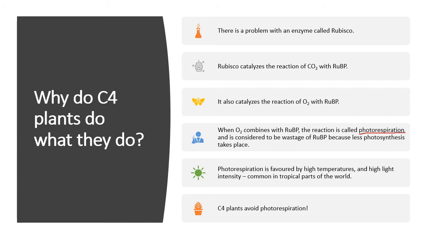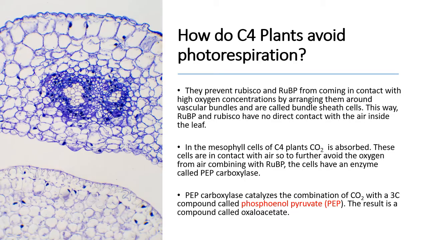Photorespiration is also favored when temperatures are high and when the light intensity is high, and those are the places you would typically find plants like maize growing. And so plants like maize have sort of evolved some form of adaptation in order to allow them to avoid photorespiration, and I'm going to explain that adaptation to you in detail. So how do C4 plants prevent photorespiration?